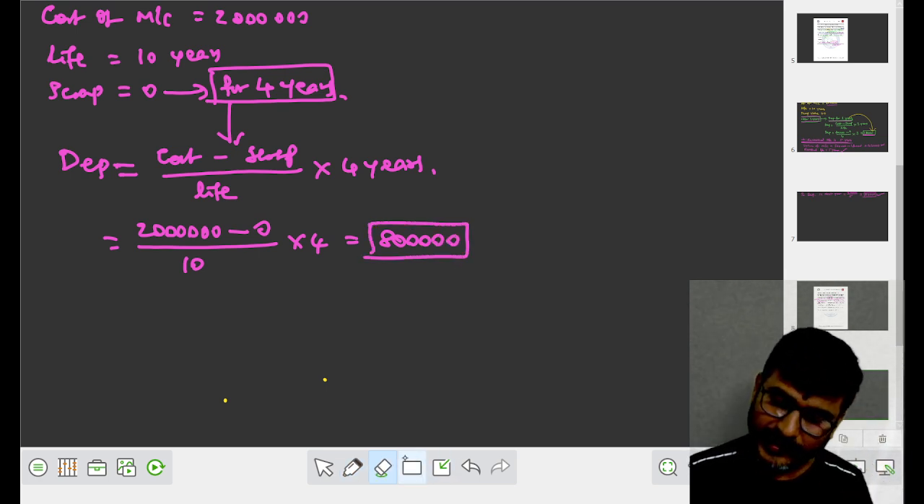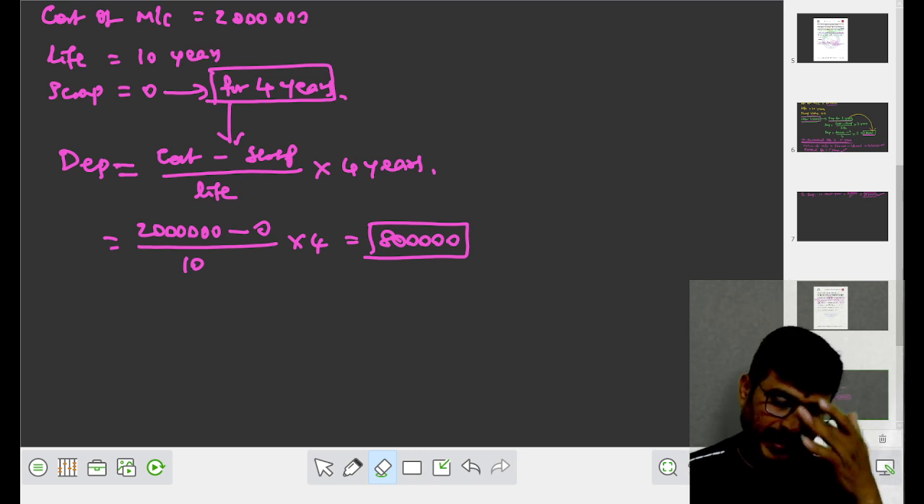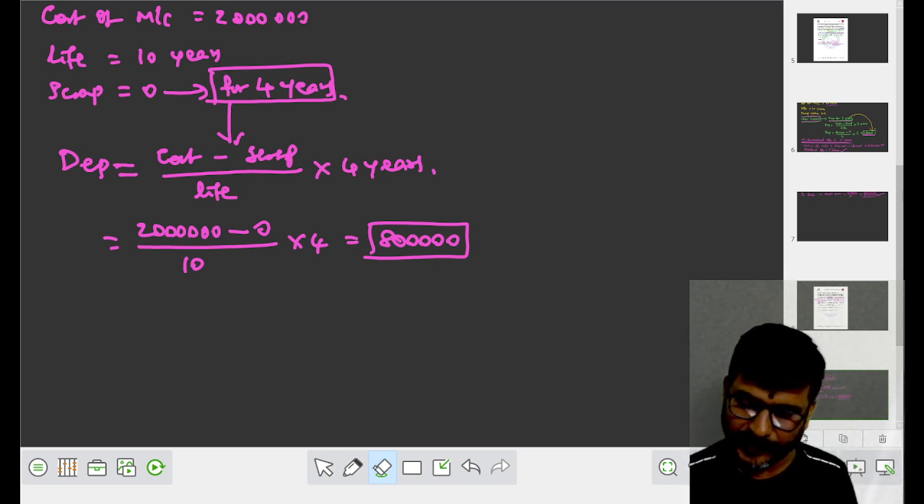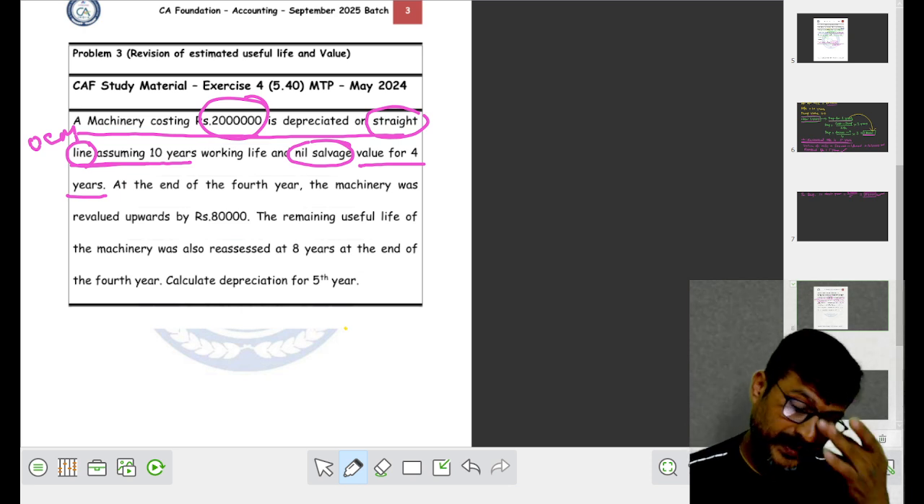What is the answer for this? Please remember, what is the answer for this, my dear student? The answer for this is 8 lakh. 8 lakh is what? Depreciation. Then later what he said?